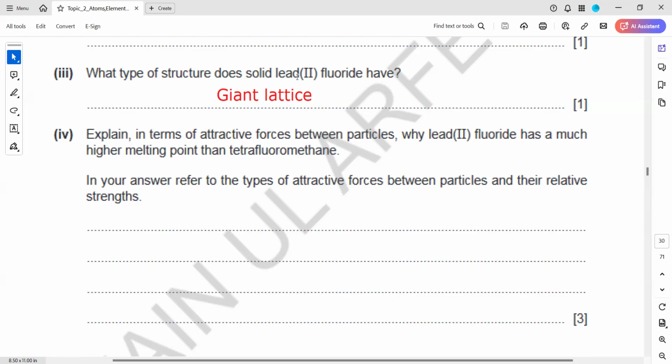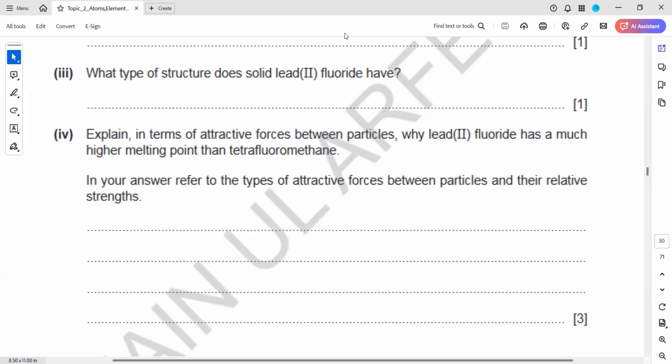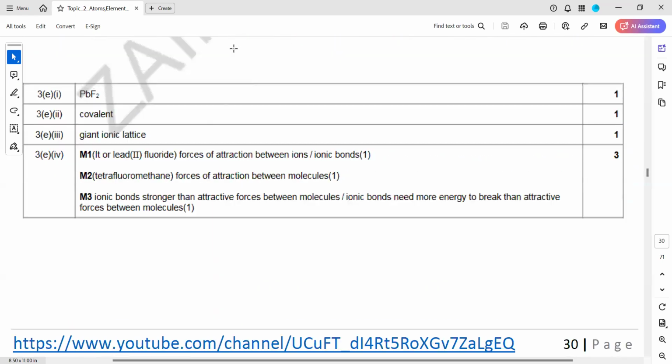So why does lead(II) fluoride have a high melting point? It has strong attraction between oppositely charged ions. It also has a giant lattice, which results in a stronger attraction, so we need a lot of energy to break it. I will show the mark distribution, see.